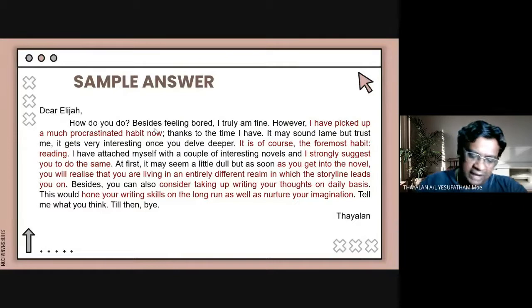Okay, Yogeshwaran Shankar, can you read the text for me? The sample answer.